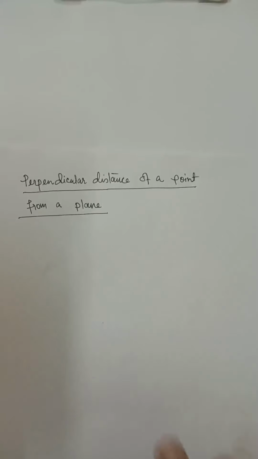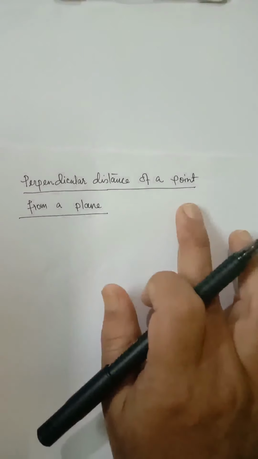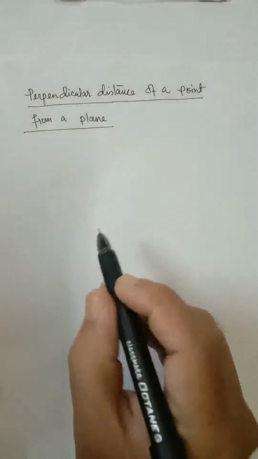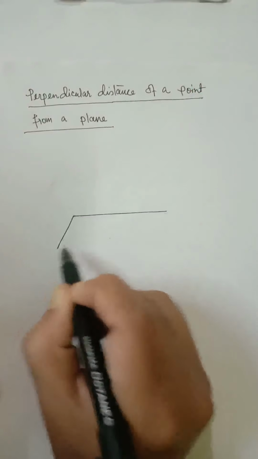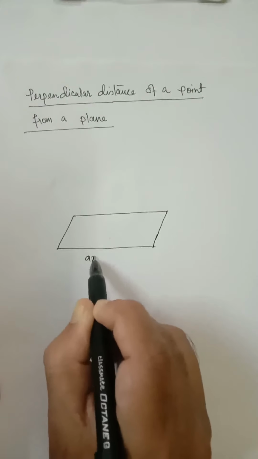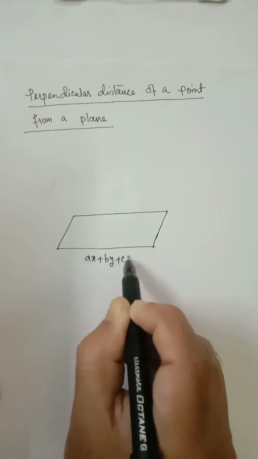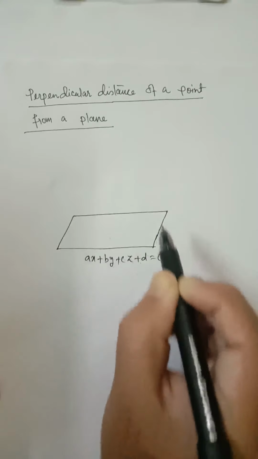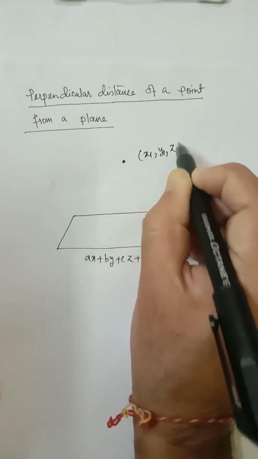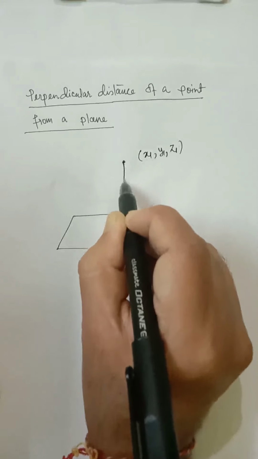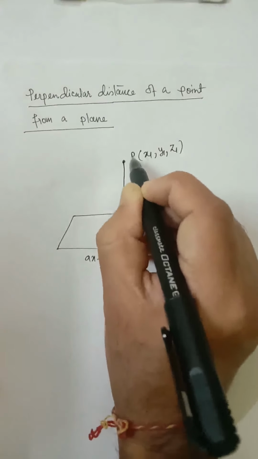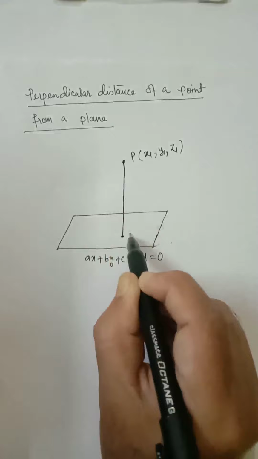Now our next topic is perpendicular distance of a point from a plane. Let us consider the plane. Suppose this is the given plane and its equation is ax plus by plus cz plus d equal to 0. And suppose this is any given point (x1, y1, z1). We have to find the distance of the point from the given plane, the perpendicular distance between the given point and the given plane.